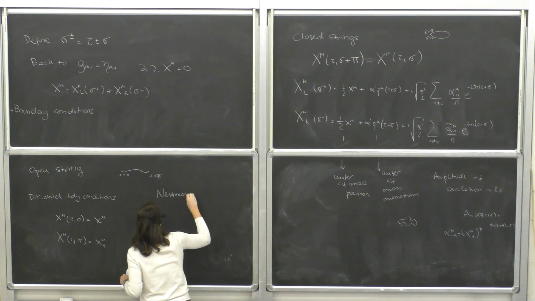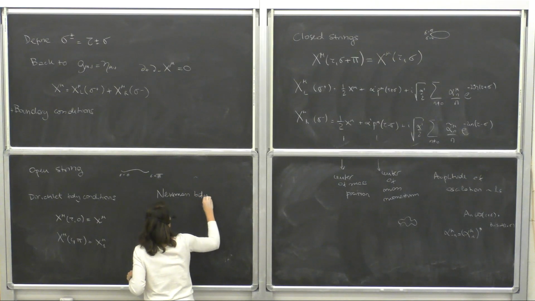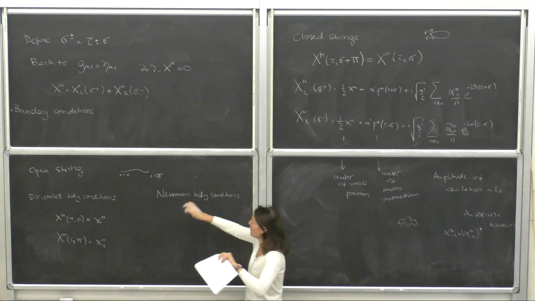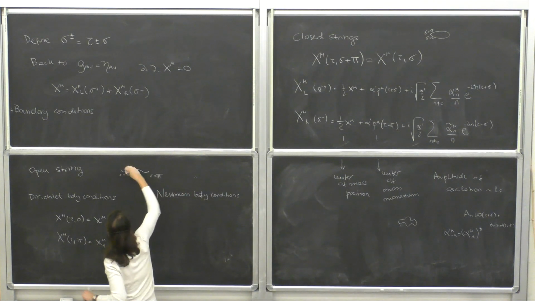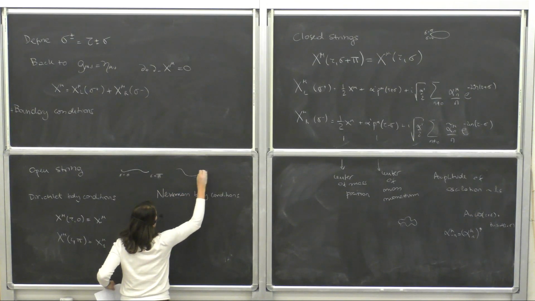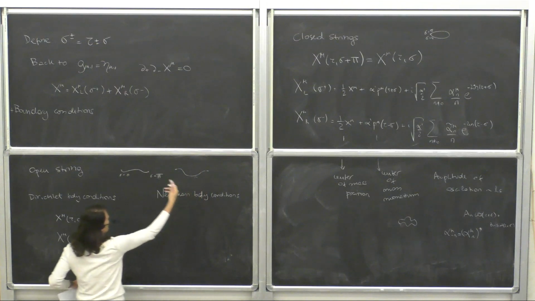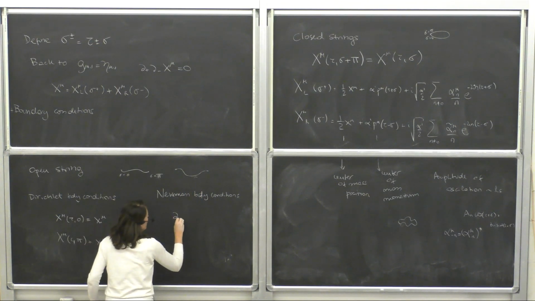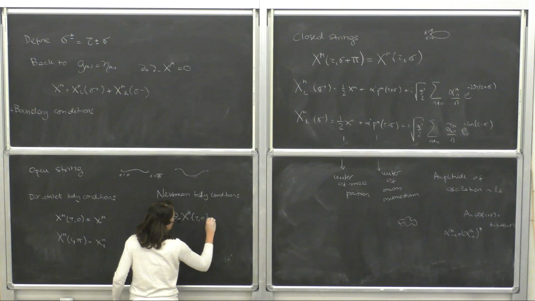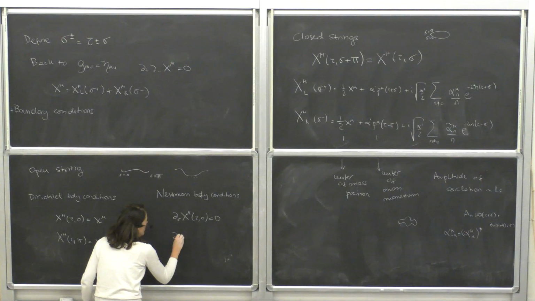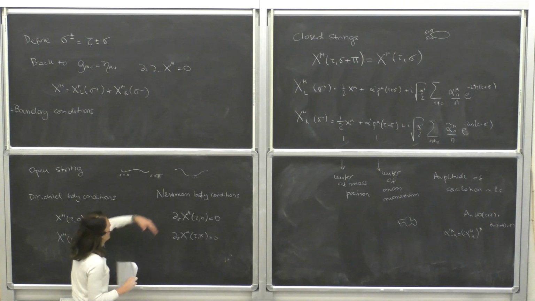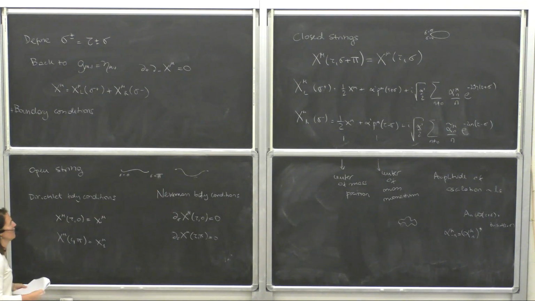Or you can have Neumann boundary conditions, which are, if I let this oscillate freely, it has to be something like this: the derivative along sigma of x mu at sigma equals 0 is equal to 0, and the derivative along sigma of x mu at sigma equals pi is equal to 0. This has to come like this if I let it oscillate freely.